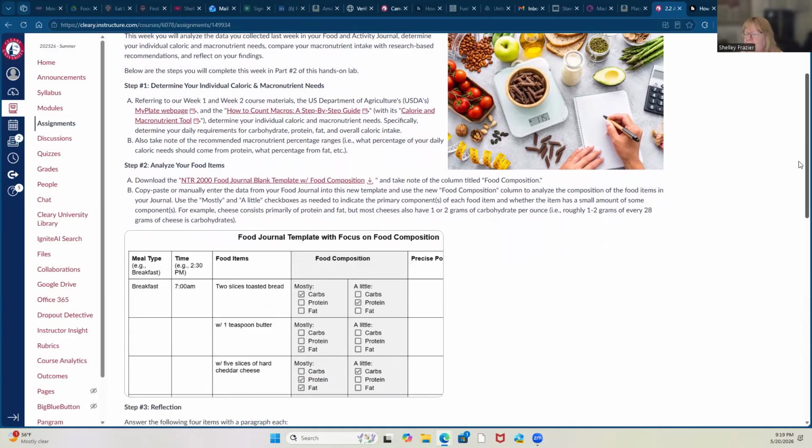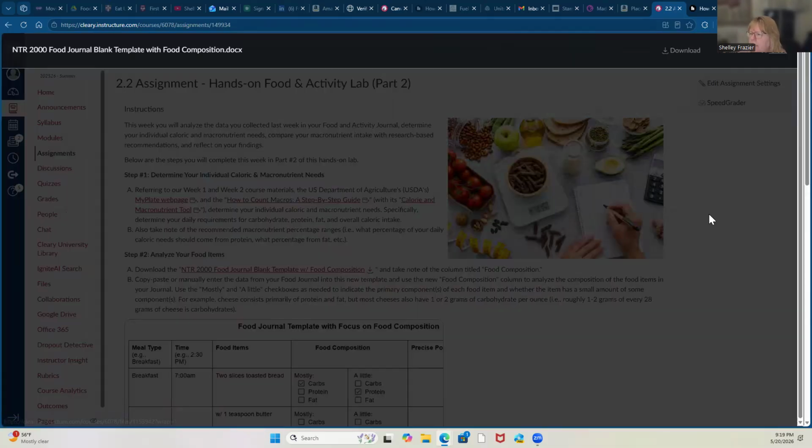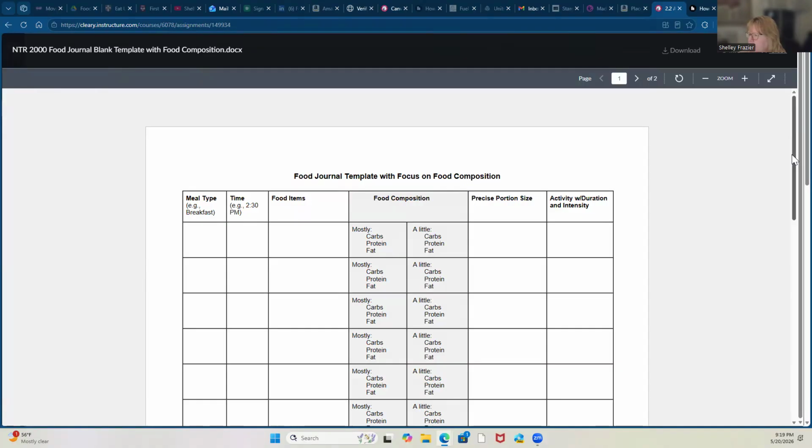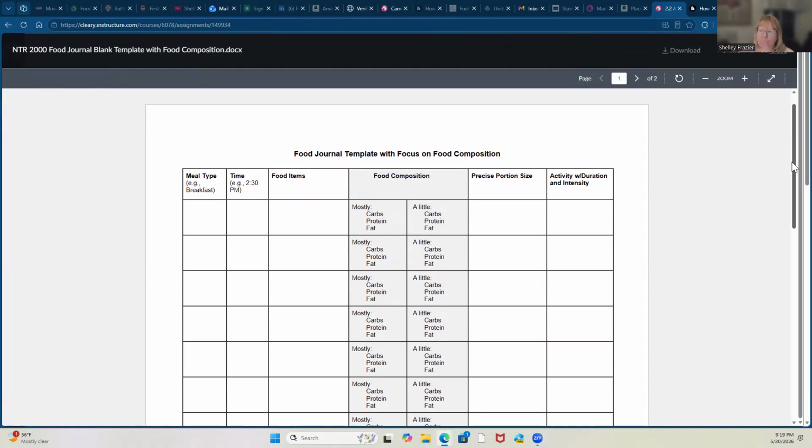Then the next step is you're going to download a blank template. Here you're going to take from your food journal from last week, and I highly recommend you download this one or make one very similar to it. You're going to put in the meal type, so breakfast, lunch, or early morning snack, whatever it's called, and the time you ate it. It was really important that in your journal from last week you put the time, so 6 a.m. Then the food items: what did you have?